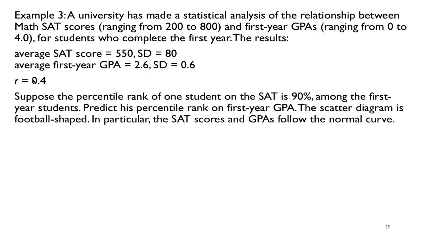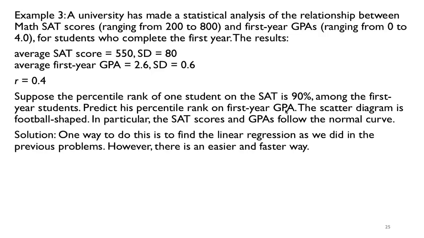So how can we use this data to make some prediction about GPA and SAT score? Well, suppose that the percentile rank of a student on the SAT is 90%. That means that they did better than 90% of the first-year students. We want to use that data to make a prediction about the percentile rank of the GPA. So if we know something about SAT score, can we predict something about how they perform in the first year in terms of the GPA? One way to do this is to find the regression line as we did in the previous problem, and then plug it in as we did previously.